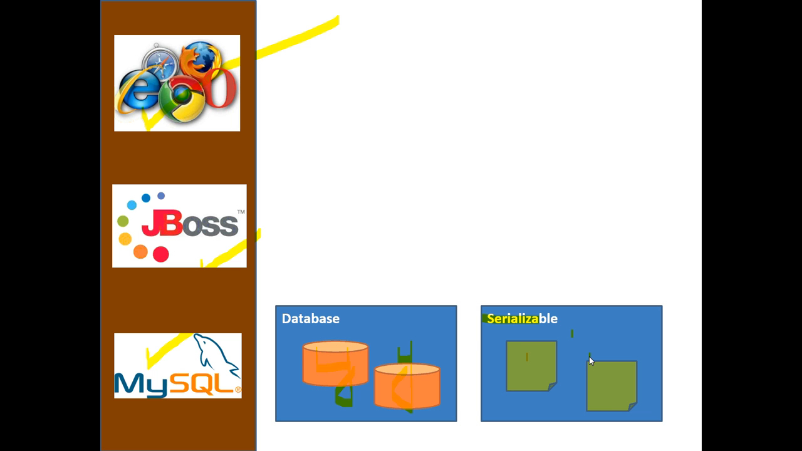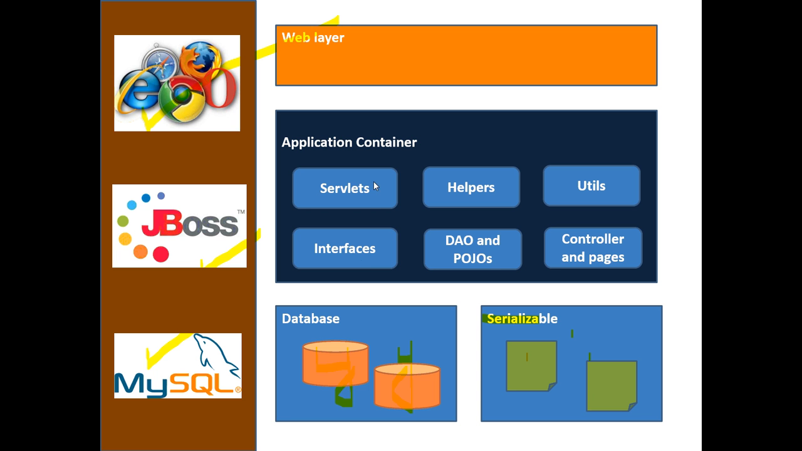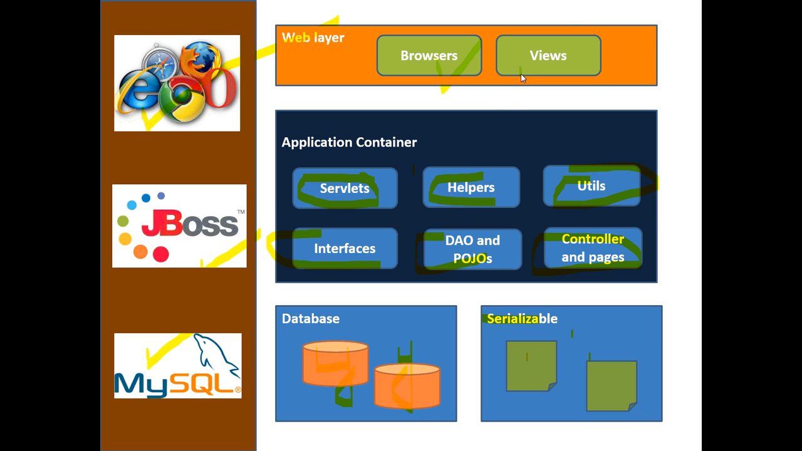Okay. In the business logic layer we will have a lot of Java coding, like writing the servlets within the component. We'll be writing the helper classes, the utility programs, the interfaces, the DAOs, and the controller pages. In the front end we'll be coding in the browser and the views. Basically we code in HTML, CSS, JavaScript, Ajax, jQuery, Dojo, all those things will be used in the front end. So that's about the project architecture diagram.